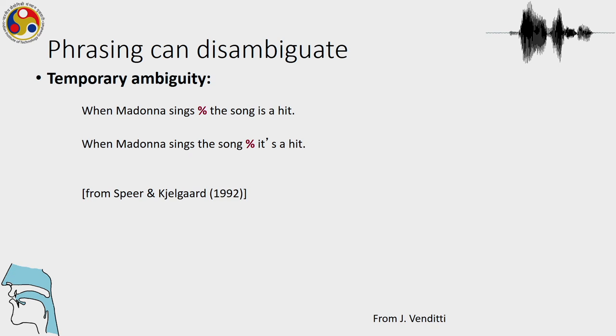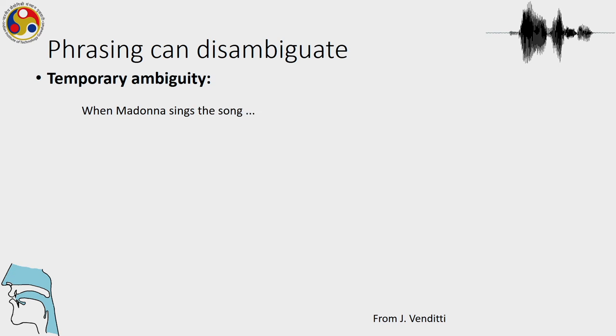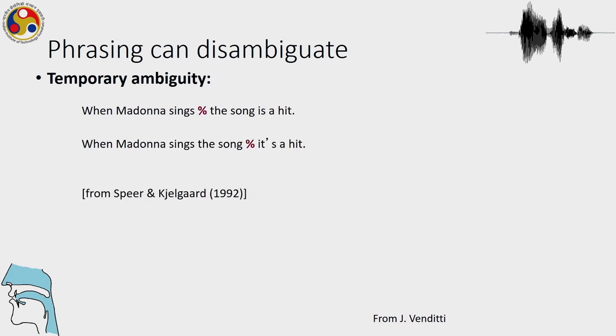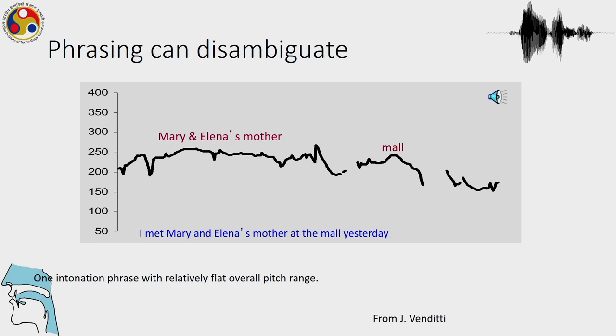So various people have experimented with ambiguous sentences and seen how chunking leads to ambiguity or temporary ambiguity, as we saw here, as in the Madonna sings the song. And then this can be disambiguated by adding further to the phrase, and then chunking can lead to more final disambiguation. So let's see how this chunking can happen, and we'll play a few sentences to see how phrasing leads to disambiguation. I met Mary and Elena's mother at the mall yesterday.